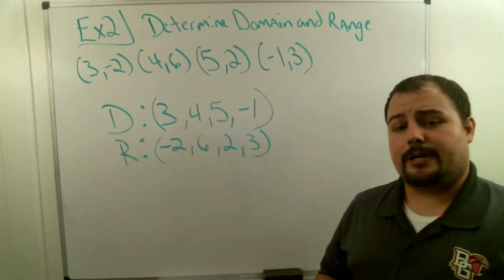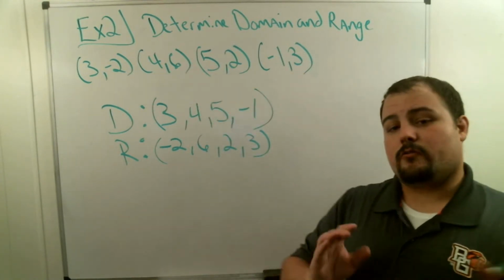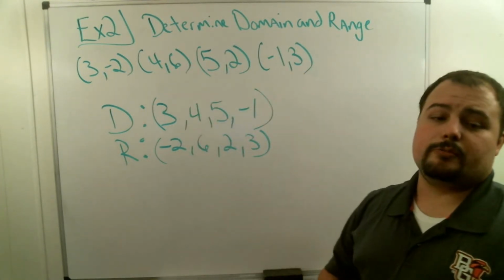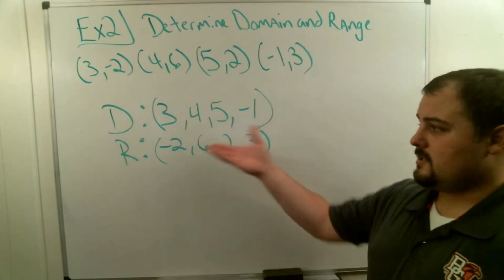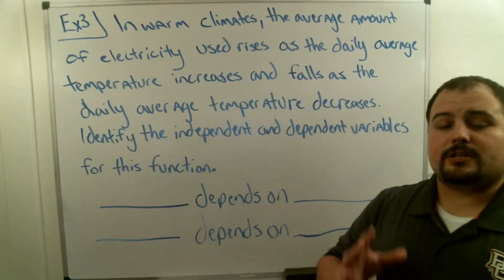So just a quick reminder, domain is all of the x values, the ones that we see first. Range is all the y values, the ones that we see second. And all you got to do is label which goes in which group. In example 3, we're going to talk about a story problem.